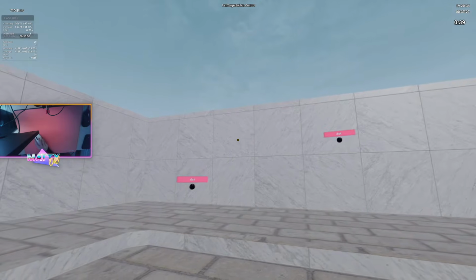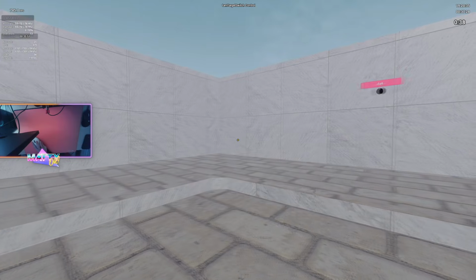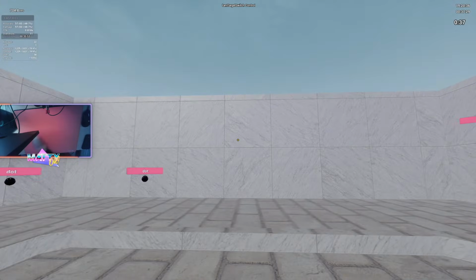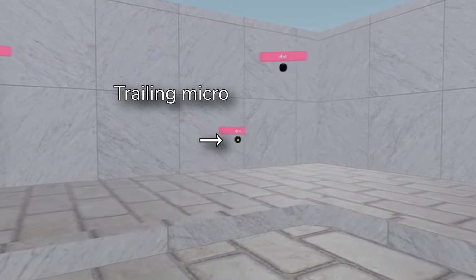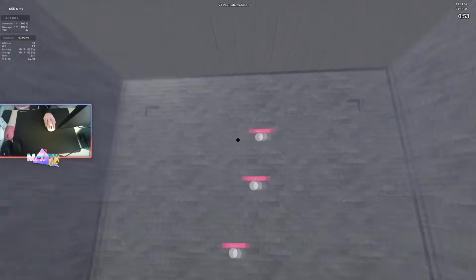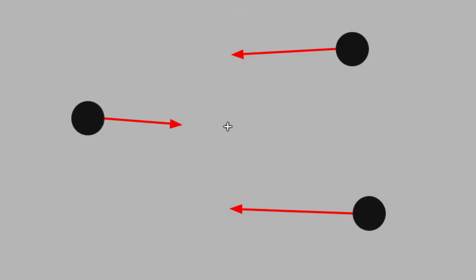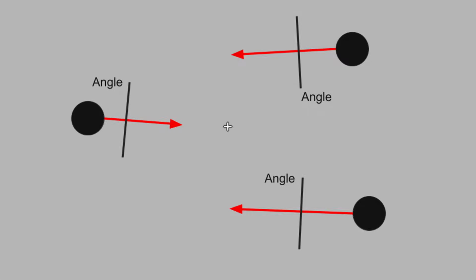But there is practical value to being able to preempt your flick landing in the direction of the target's next strafe. When you execute this technique properly, you're essentially easing your way into synchronizing with the target's movement instead of needing to catch up with the strafe with a hasty trailing micro. This lingo should all sound very familiar to you. It's the same idea behind leading shots in linear dynamic clicking. See my video on this in the description if you want more details on how this side of things works.